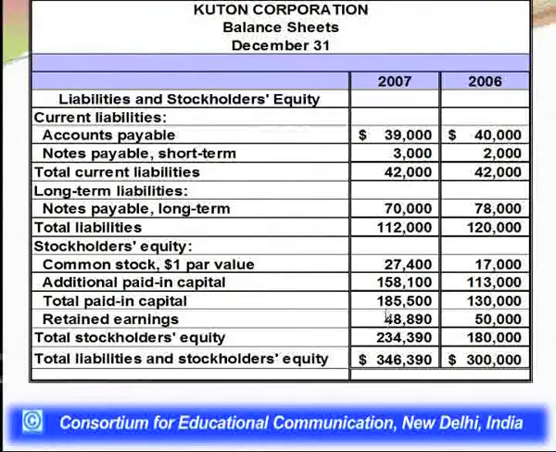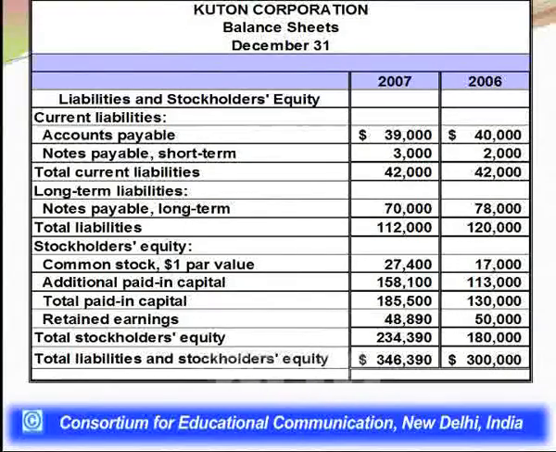If we sum up these two things together, the paid up capital as well as retained earnings, the total would be your stockholders' equity, the total value of stockholders' equity, which comes out to be 234,390 for the company in 2007 and 180,000 for this company in 2006.